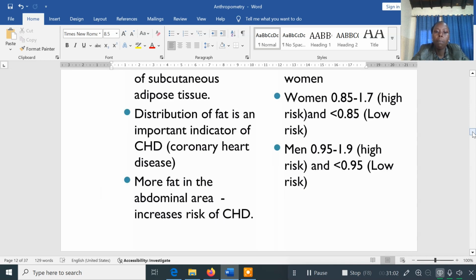More fat in the abdominal area increases the risk of CHD, that is coronary heart disease. So if you measure and assess and find that someone has more fat in the abdominal area, by taking their waist circumference, that indicates they are at a high risk of developing coronary heart disease and also other health conditions, for example diabetes. That is why we are also interested in taking the waist to hip ratio.